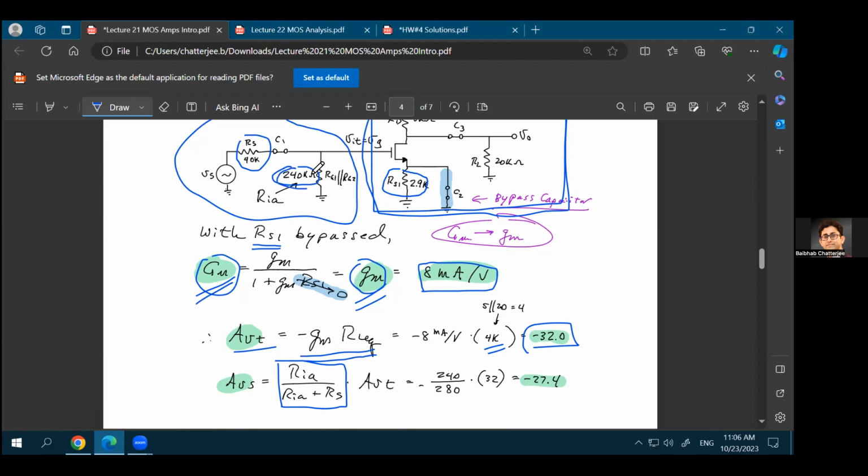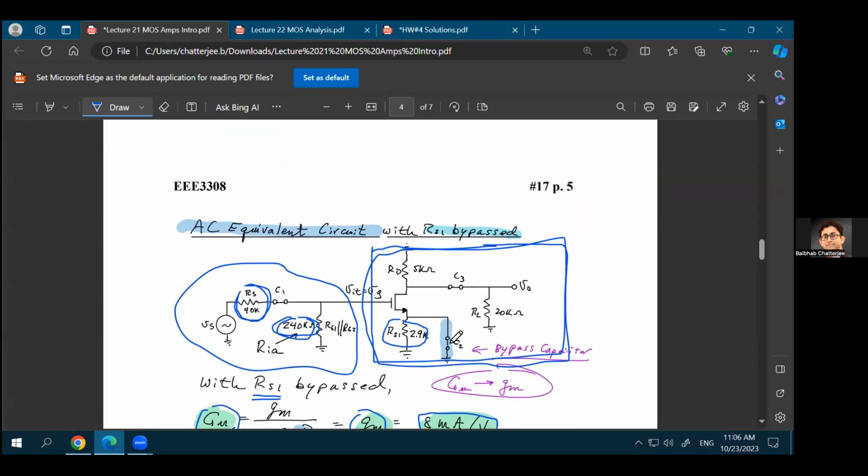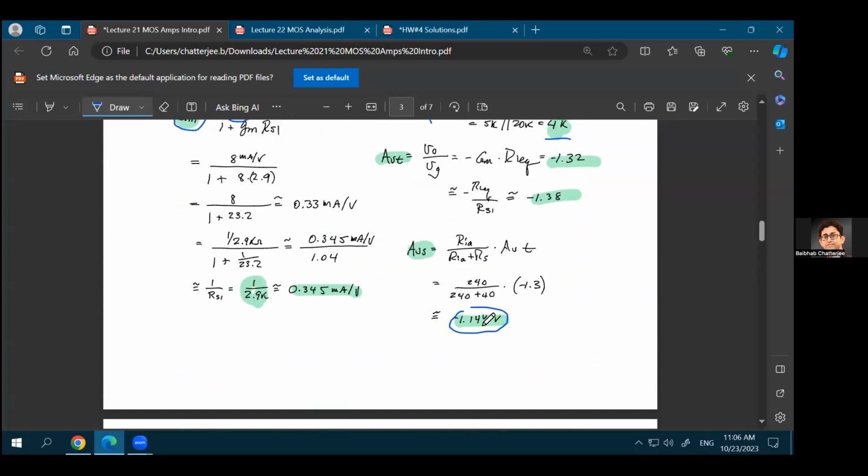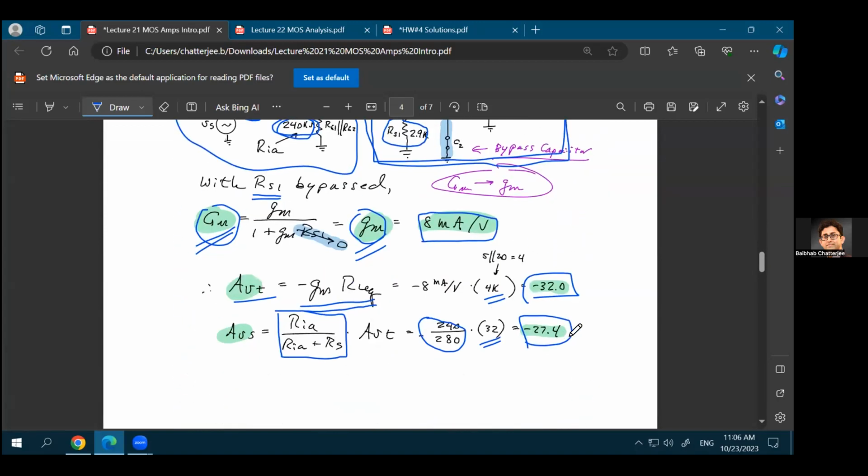So this is the 240 kilo ohms, and that's the 40 kilo ohm source resistance. So 240 divided by 280, that's the factor you'll have at the input side because of the input side voltage division. That multiplied with GM times R equivalent, which was minus 32, gives you the final gain of minus 27.4. Now you see that just with this bypass capacitance, you were able to increase your gain to minus 27.4. In the previous page, the gain was just minus 1.14. So from a gain of 1.14, you are able to increase the gain to 27.4.